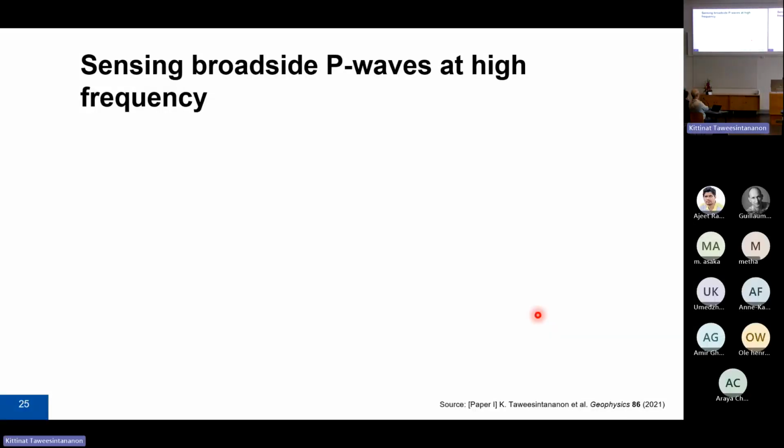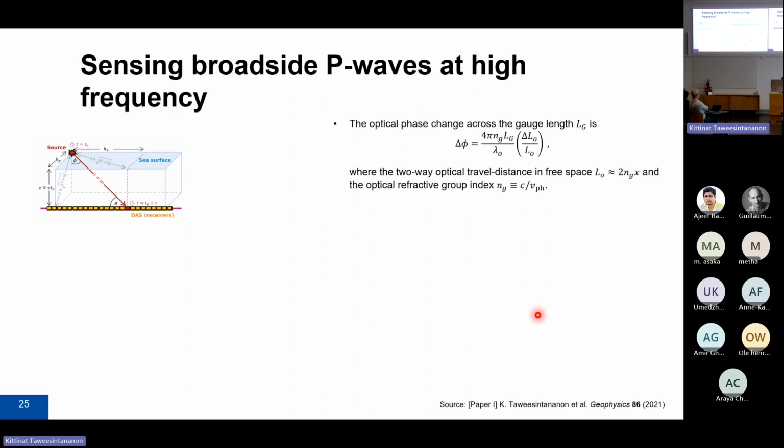So that paper talks about sensing the broadside P wave at high frequency. Normally, people will think that DAS will only sense the P wave propagation that propagates in parallel to the fiber optic cable, and try to ignore the interaction with the broadside P wave, where the P wave propagates perpendicular to the cable. So I introduced some optical phase change equation here that is determined by the DAS.